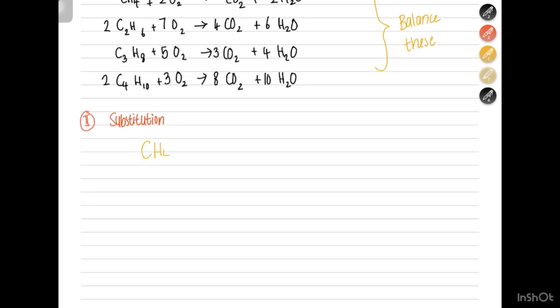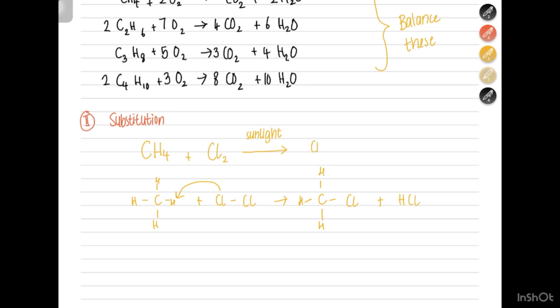Let's say we have methane plus chlorine gas in presence of sunlight. What is formed if it undergoes substitution reaction? Let's try to draw the structural formula here. CH4 plus Cl, Cl. So basically, one of these hydrogens gets replaced and this chlorine goes there. So C and H3, CH3, and then the fourth one is with chlorine, and then HCl.